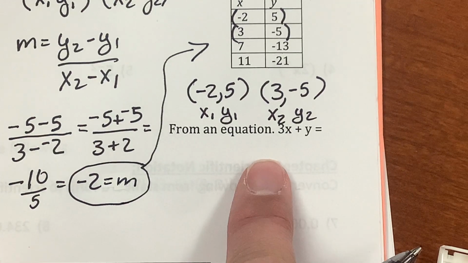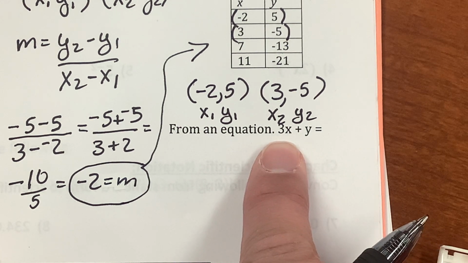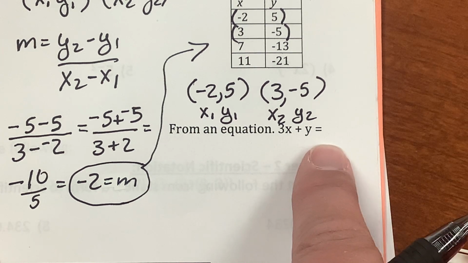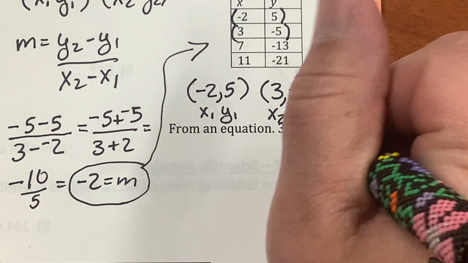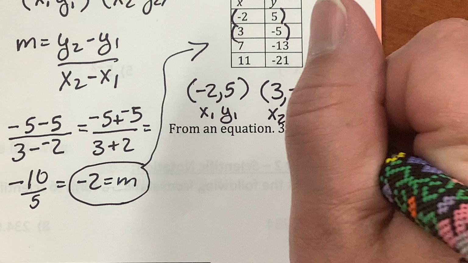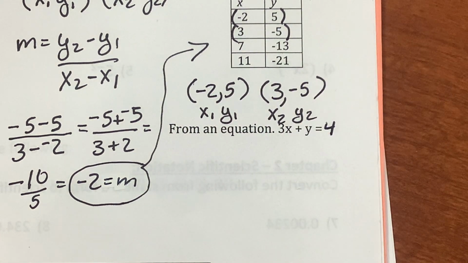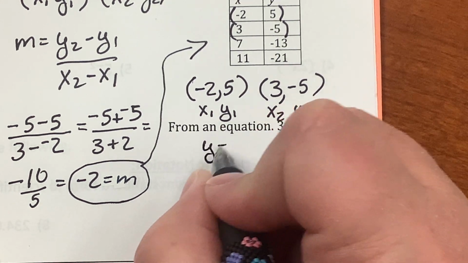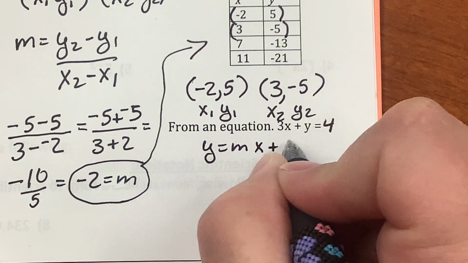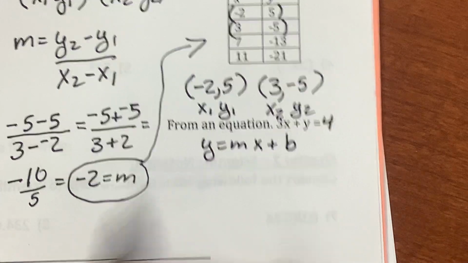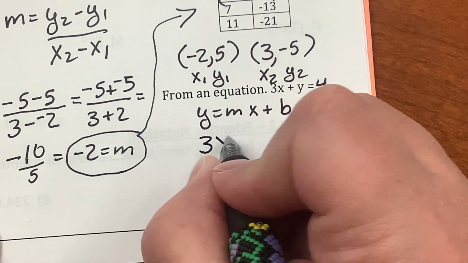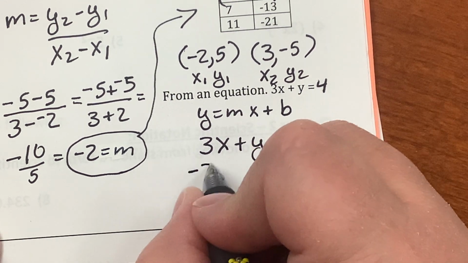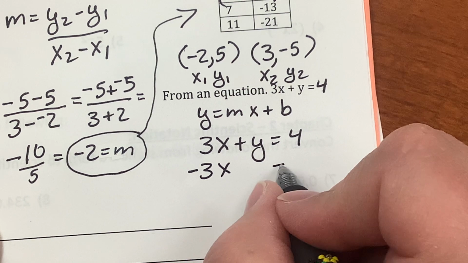Okay, for an equation, 3x plus y equals, and it got cut off. So there's really supposed to be a 4 here. So let me just fix that. And I need to get this into y equals mx plus b order. So I start off with 3x plus y equals 4. I'm going to subtract 3x from both sides.